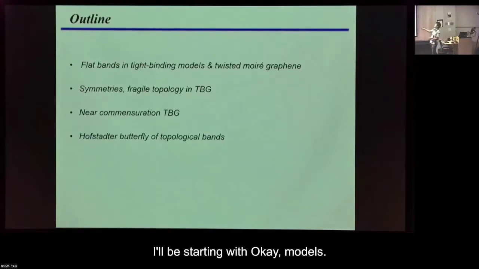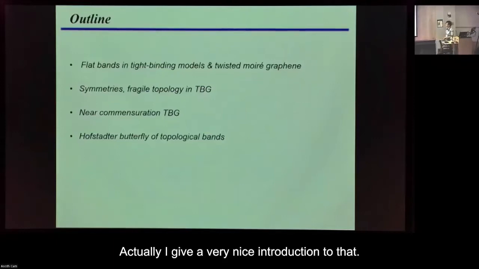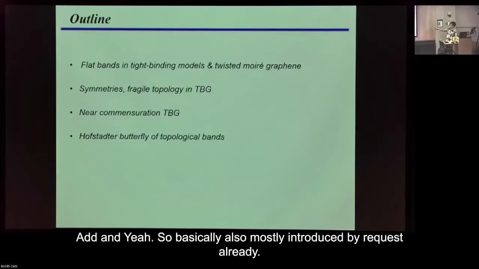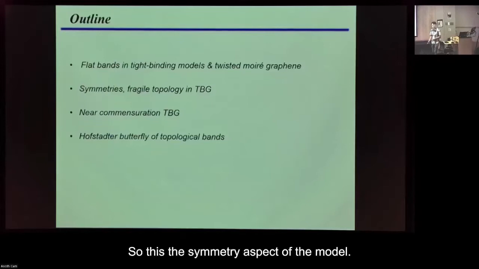In the first part, I'll be starting with talking a little bit about graphene pi-binding models. Actually, Andrei already gave a very nice introduction to that. And in comparison, I'll talk about the twisted bilayer graphene case. This is also mostly introduced by Nicolas already, but I will focus more on the symmetry aspect of the model. So that's the topic of the second part: I'll talk about the symmetries and topology.